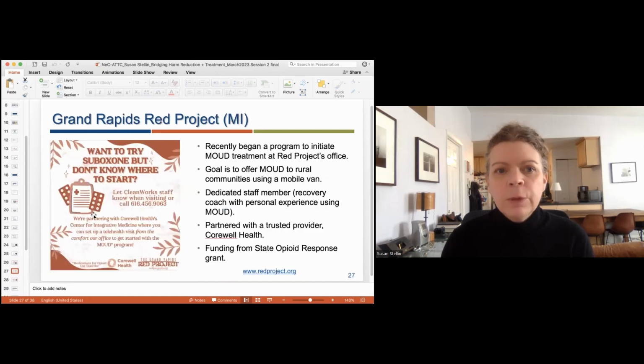So another example, a little more recent, is the RED project in Grand Rapids, Michigan. They have a pretty robust presence on Instagram and flyers that they created. They'd wanted to do this program for Suboxone specifically to incorporate into their mobile unit services. So really thinking of a way to bring medications to other counties near Grand Rapids where people don't have access to as many providers as are in Grand Rapids. They began it at their office as a pilot program to get it up and running and to see how it worked.